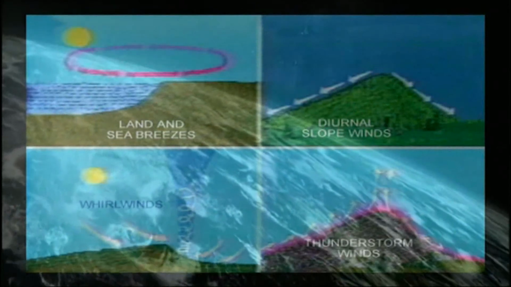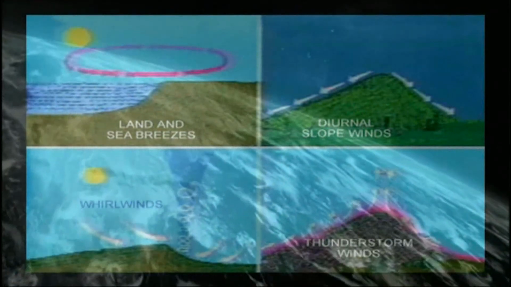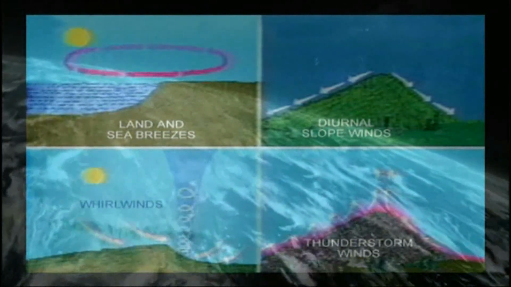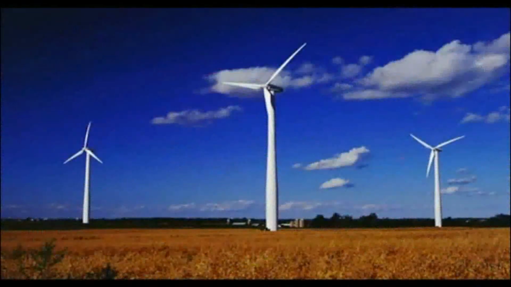At night, when the same slopes have been cooled by radiation from the ground to the air, the air moves valleywards down the slopes and reduces the temperature of the valleys.